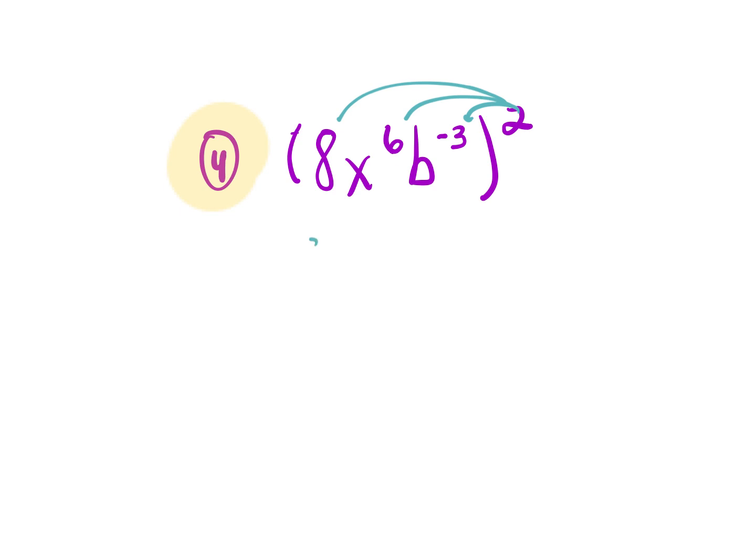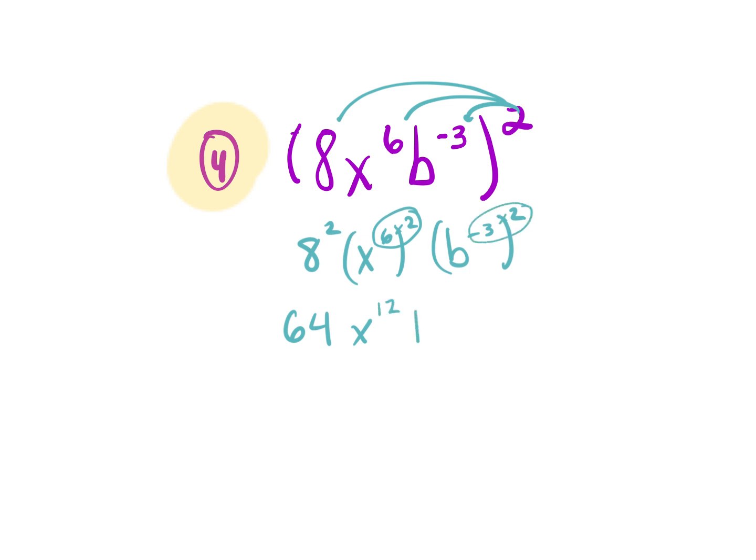So when we distribute our exponent, we have 8 to the second power, and then x to the 6th power to the second power, and b to the negative 3 power to the second power. So the exponent of the 2 gets distributed. It's now an exponent on everything on the inside. What is 8 to the power of 2? 64. What do I do when I have a power raised to a power? Multiply. So this would be x to what power? To the 12th power. And then again, we have a power raised to a power, so we multiply. So we have b to what power? B to the negative 6th power.